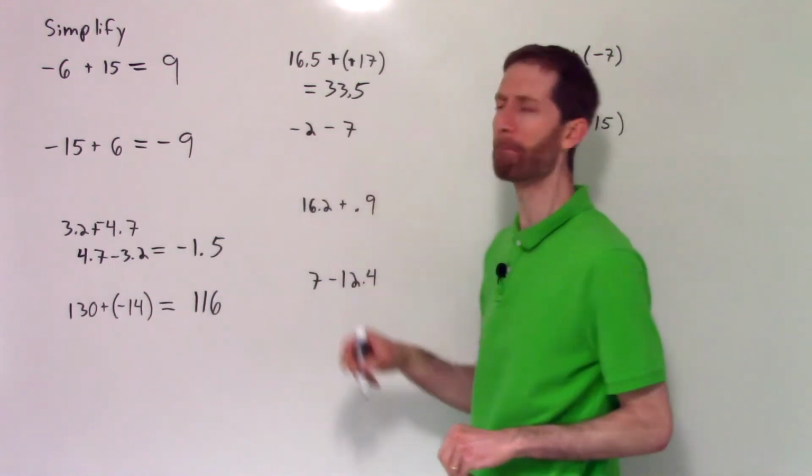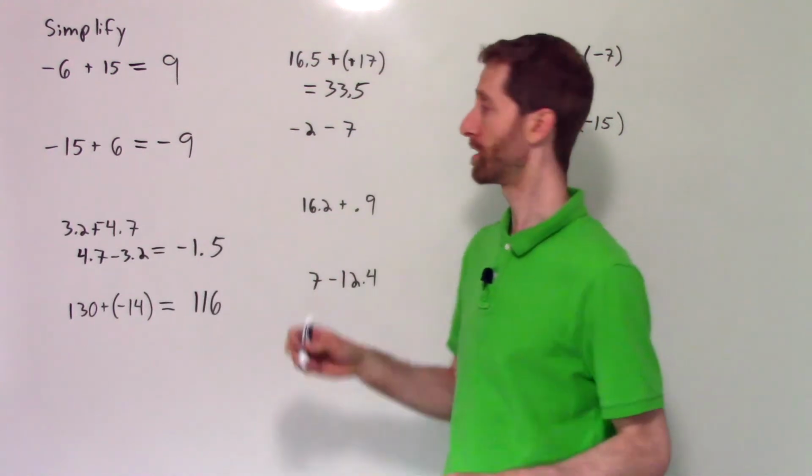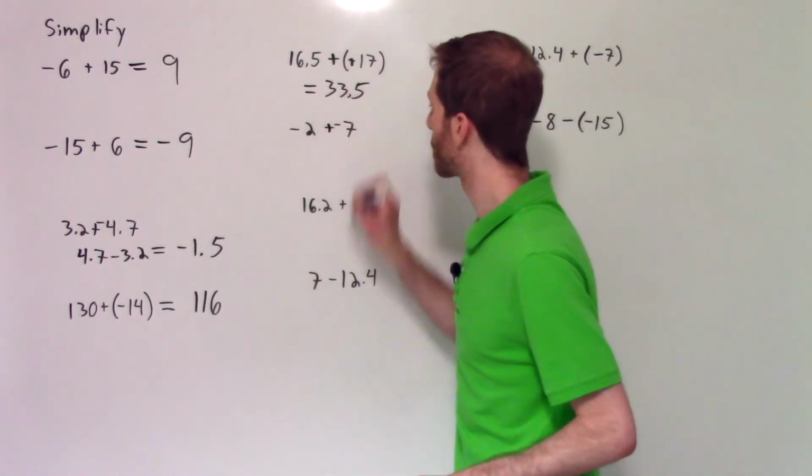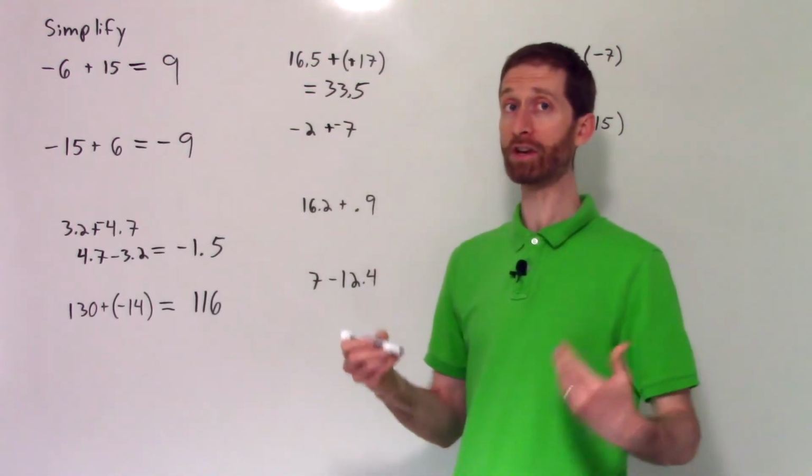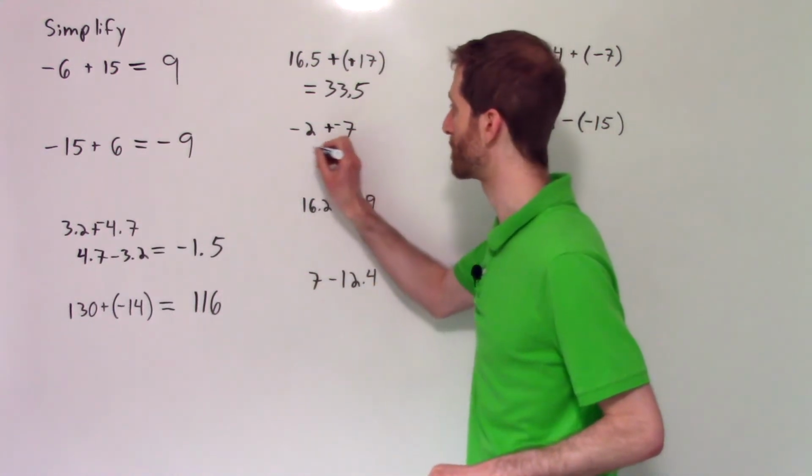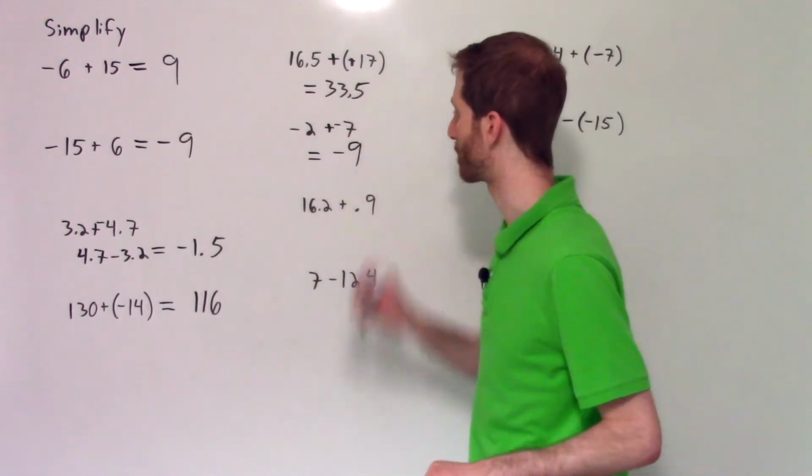Okay, -2 minus 7. We've got subtraction here, so we're going to add the opposite. And we have same sign, so we add the numbers and keep their signs. So 2 and 7 is equal to 9, and their sign is negative. Nice.